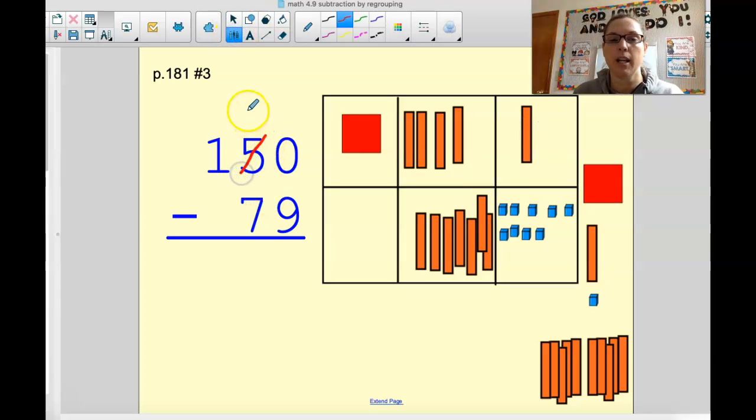We took a 10 away, so we cross out the 5 and make it a 4, and we brought that into the ones place. So instead of 0, we have 10.